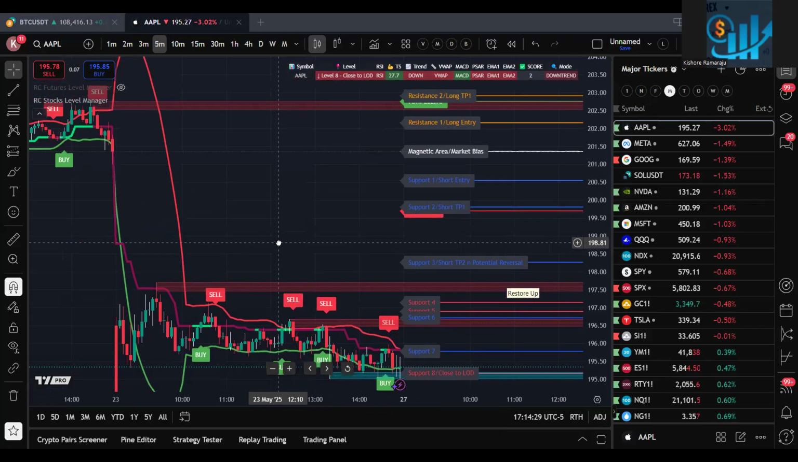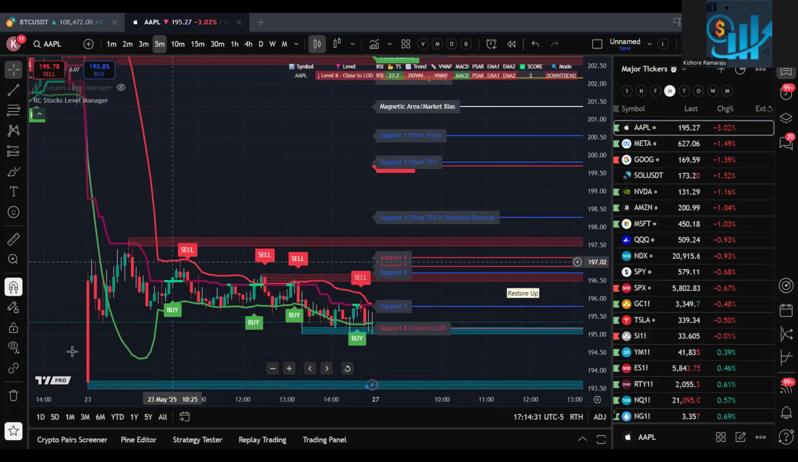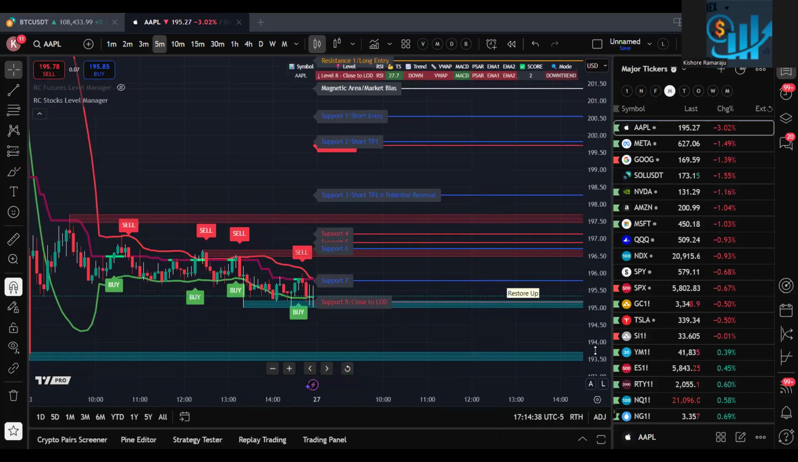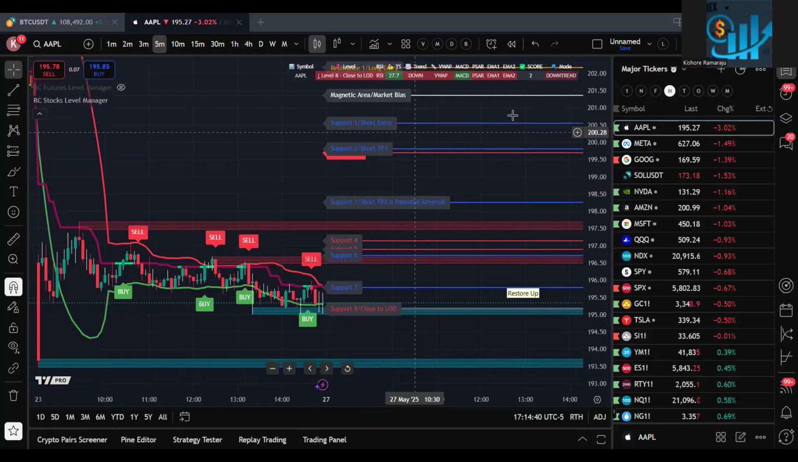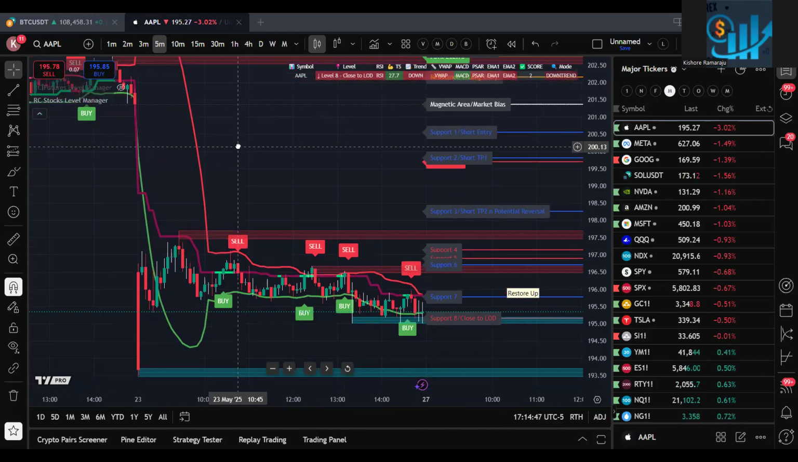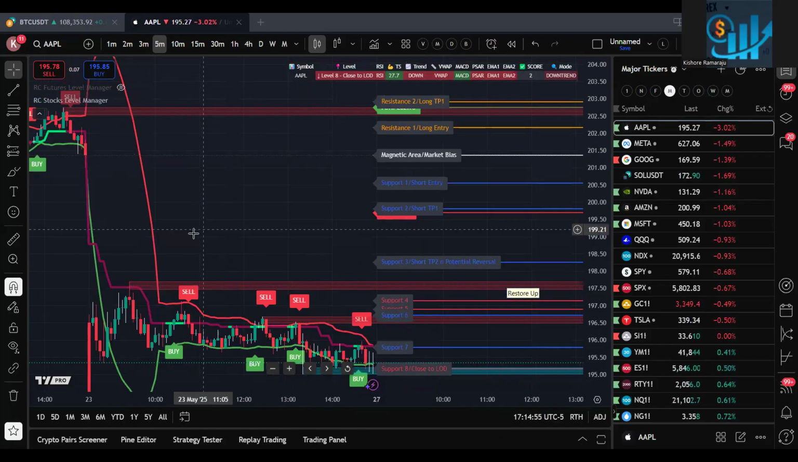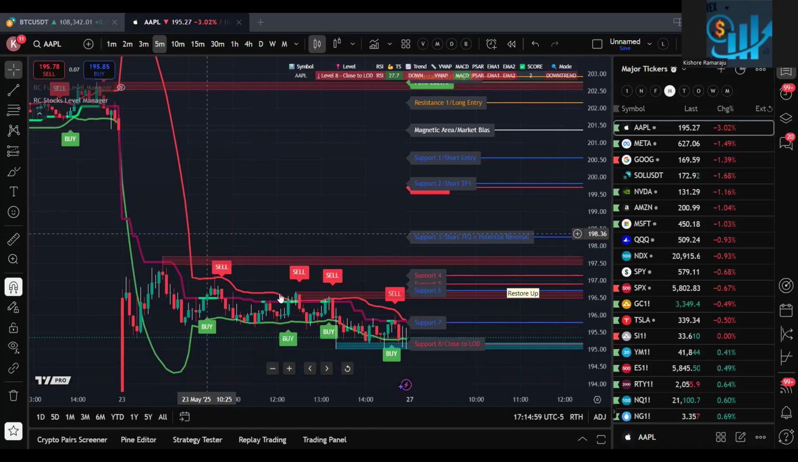For example, Apple, right? Because he gave a tweet that Apple may have to pay an additional 25% if they are not going to manufacture in the US. So if the score is less than 3, if all of these are looking red, then you should only look for the puts. You should only look for the bear calls. You should only look for the sell opportunities. You should not look for the buy opportunity because it is below the magnetic area and everything is red. Your focus should be only on the sell opportunities.